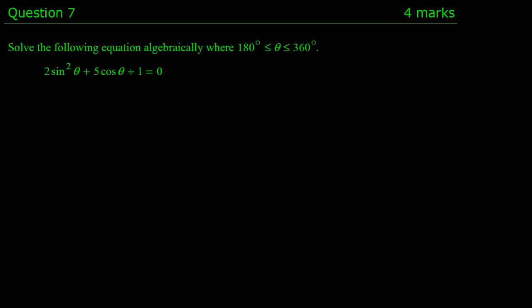All right, question 7. Solve the following equation algebraically where 180 degrees is less than theta, which is less than 360 degrees. Our equation is 2 sine squared theta plus 5 cos theta plus 1 equals 0. So there's a few positives with this question. It's in degrees, so if you remember grade 11, you might be able to do this. The other positive is it's quadratic, so we know that quadratics must equal 0. It already equals 0.